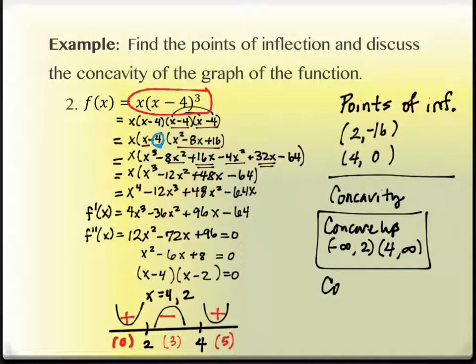And how about concave down? Yeah, 2 to 4. Okay. Those are all the pieces of information we were asked to find. Yes? Great.